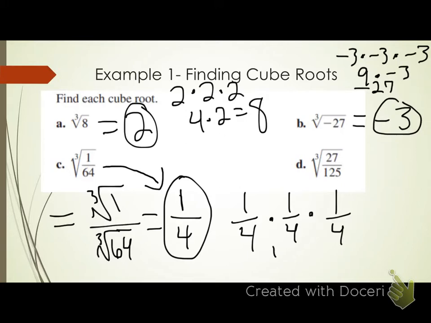Checking: 1/4 times 1/4 would give me 1/16. 1/16 times 1/4 would give me 1/64. So I know the cube root of 1 over 64 is 1 over 4.